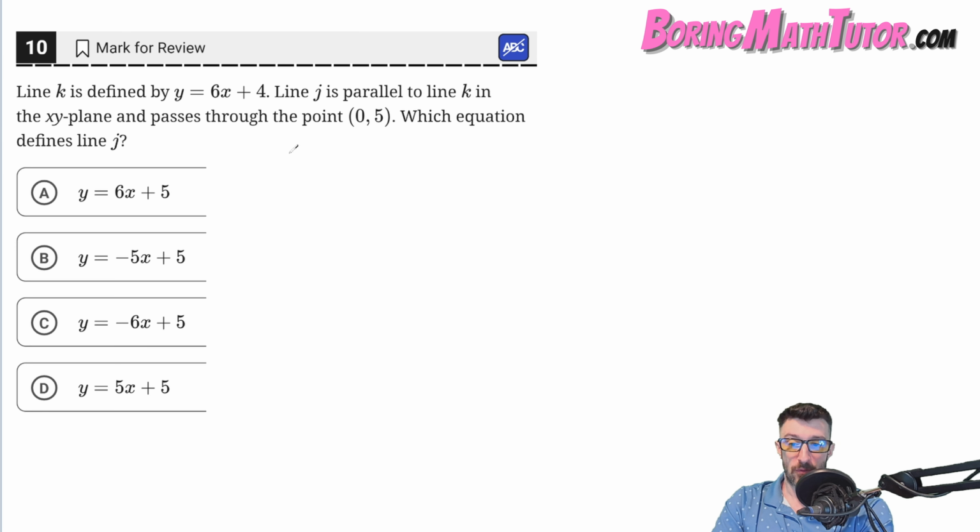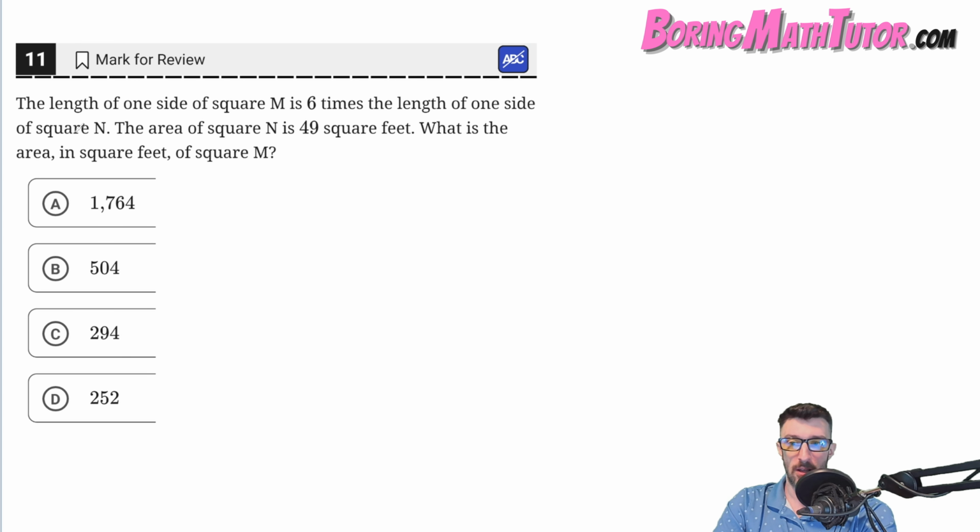This one wants you to find the equation for line J. They told you that line J is parallel to line K. What do we know is true when two lines are parallel? It means their slopes are equal. So if I have a slope of 6 over here, then I have to make sure that I have a slope of 6 for the, oh my God, that's the only one that has a slope of 6. Even up till problem 10, we are still dealing with the easy problems. So let's move on to number 11.